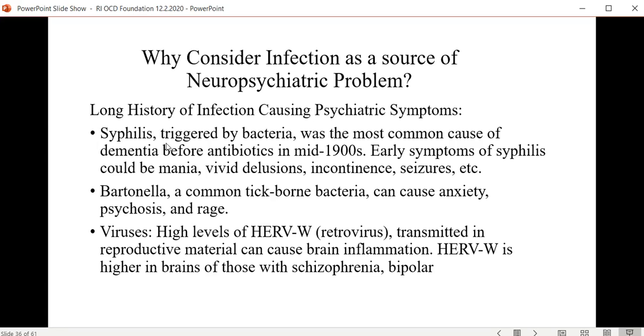Syphilis was notoriously a bacteria that created psychiatric problems, mania, delusions, incontinence, seizures. Sound familiar? Except for the seizures. Bartonella causes anxiety, psychosis, and rage. That's a tick-borne issue. And viruses are noted to be a cause of brain inflammation. And in fact, this virus is identified higher with people who have these two disorders, schizophrenia and bipolar.